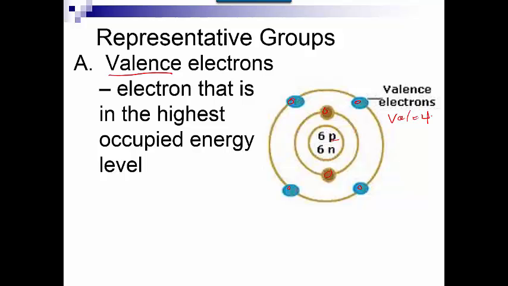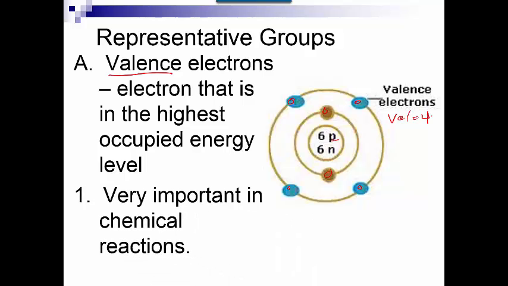And that's going to be very important in bonding. And when we talk about chemical reactions and what elements will bond together or not bond together, it will be because of the number of valence electrons that element has. So that's definitely a key vocabulary word. Very important to know that one. Know what valence electrons are.